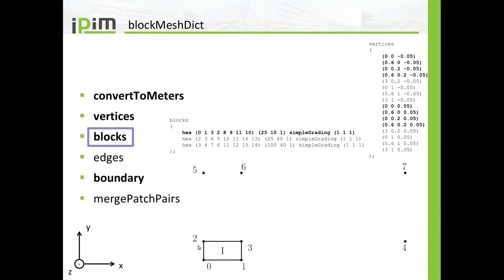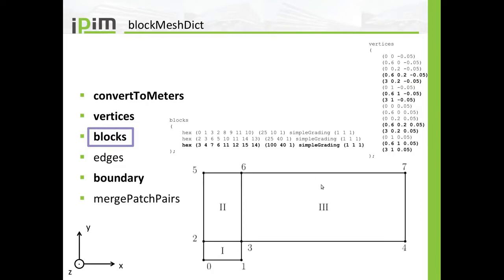The second block is made up by the vertices 2, 3, 6, and 5, and by the other four vertices 10, 11, 14, and 13. And the third block is made up by the vertices 3, 4, 7, and 6, and 11, 12, 15, and 14.